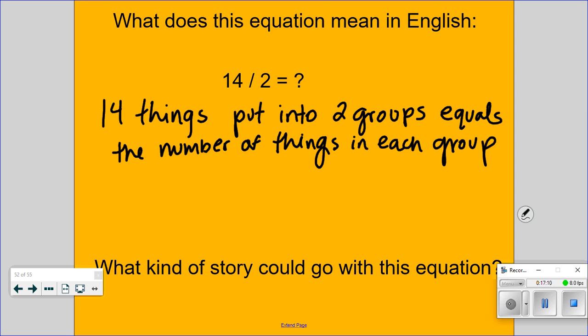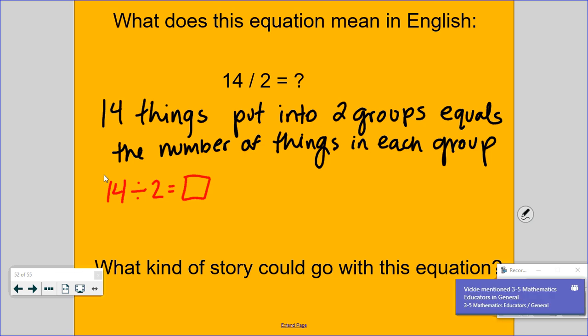How can I rewrite 14 divided by 2 equals box as a multiplication problem? I could do a bar model, I could do equal groups, but sometimes you guys are just really good at multiplication, and because division and multiplication are opposites, I know that you can make a multiplication equation. What would be the multiplication equation that would go with that? Devin, you want to give it a try?